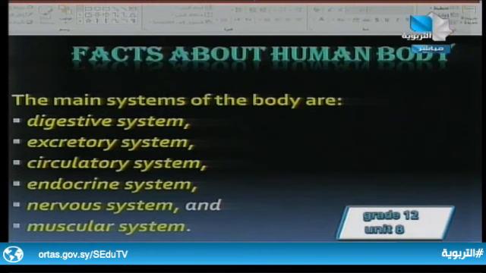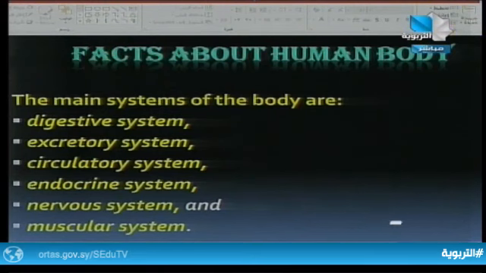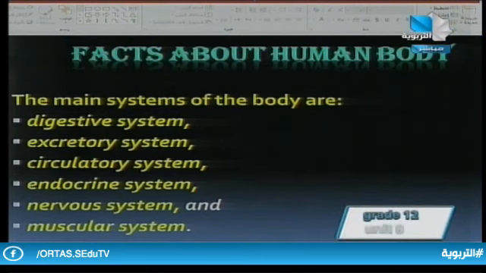Muscular system. Would you please repeat them again? We have the digestive system, the excretory system, the circulatory system, endocrine system, nervous system, and the muscular system. Very nice. So these are actually the main systems in the human body.